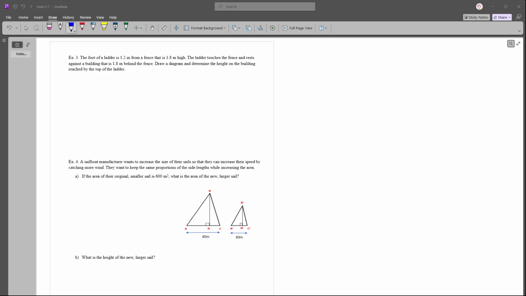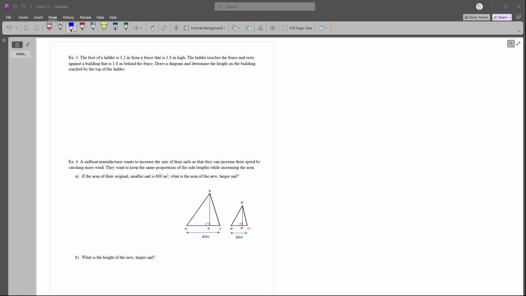So the foot of a ladder is 1.2 meters from a fence that is 1.8 meters high. Okay. The ladder touches the fence. So remember when it talks about the foot, it means the part of the ladder that's touching the ground. So the ladder touches the fence and rests against a building that is 1.8 meters behind the fence. Draw a diagram and determine the height on the building reached by the top of the ladder. So let's try and break that down.